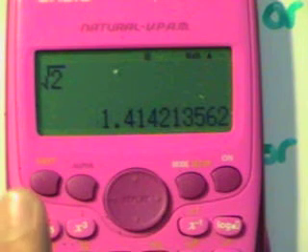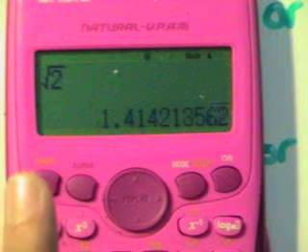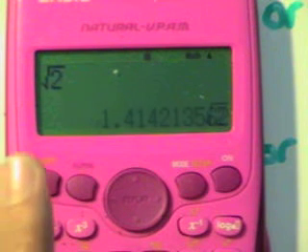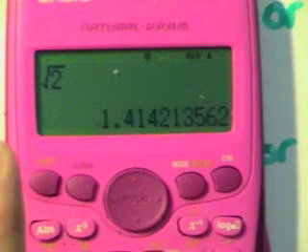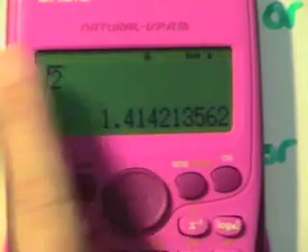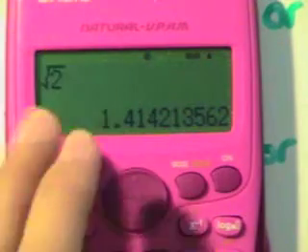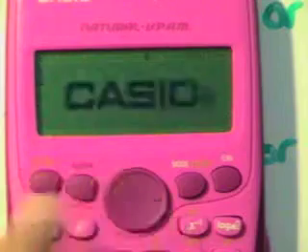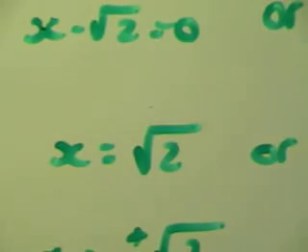And if you keep pressing that button, see what will happen. It will change back and forth between standard form and decimal form. So you can easily, if you have something, change it back and forth between standard and decimal form.